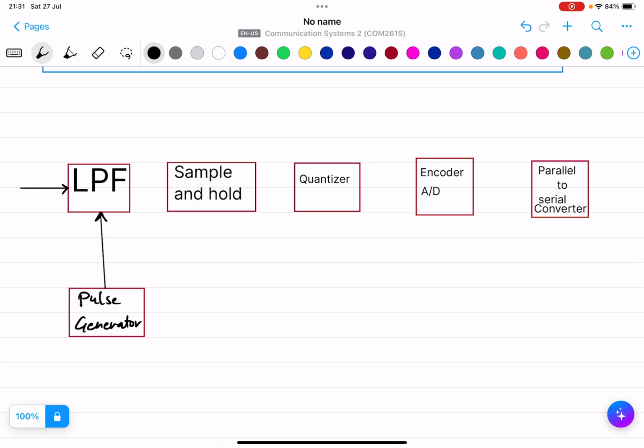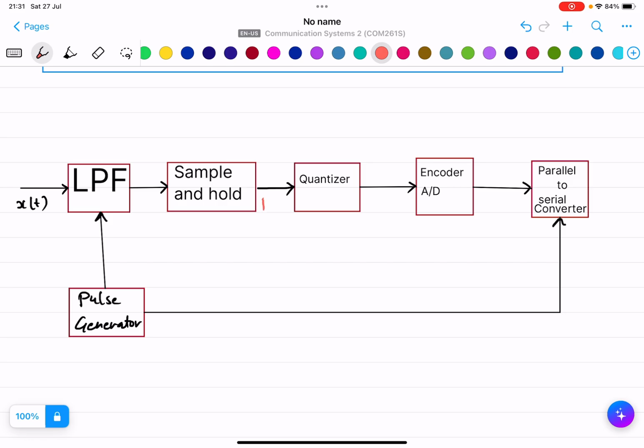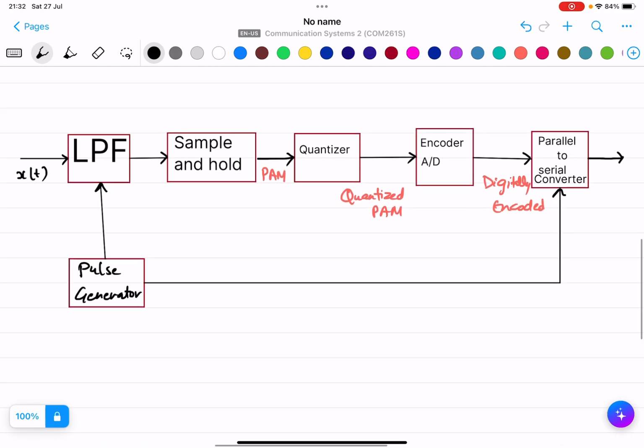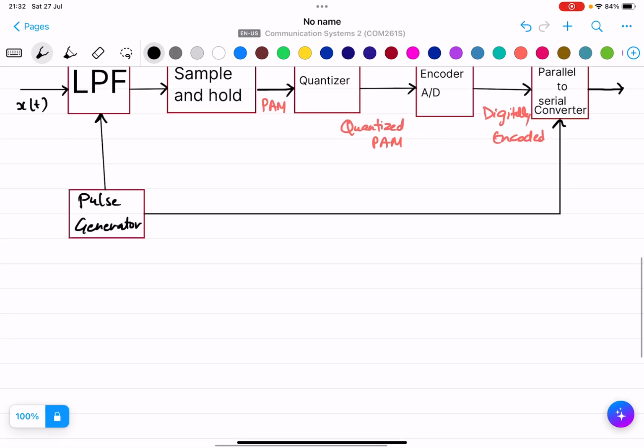The first one is x(t), the message signal. It passes through sample and hold, then through the quantizer, then through the encoder, then to the parallel to serial converter, and the final one will be connected through here like this. Here I am getting PAM, here it will be quantized PAM, and this one is digitally encoded, and this is the final output. Now I will explain this. This is the circuit of the PCM transmitter.